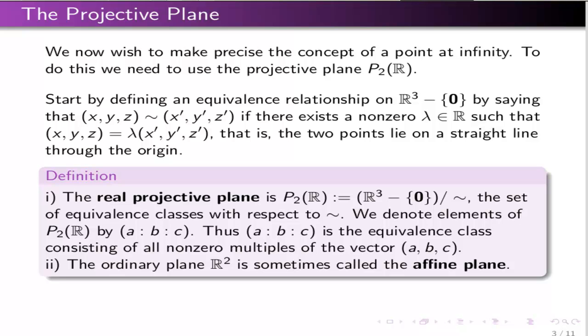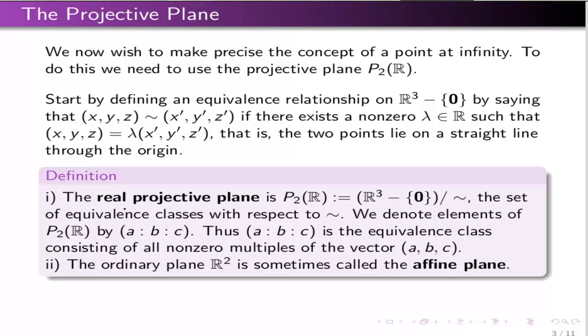Okay, let's make precise this concept of a point at infinity. So to define the projective plane, we start with Euclidean three-dimensional space, delete the origin, and define an equivalence relation by saying two points (x, y, z) and (x', y', z') are equivalent, tilde here for equivalent, if there exists a non-zero scalar lambda in the real numbers such that one point is a scalar multiple of the other point. That is, the two points lie in a straight line through the origin.